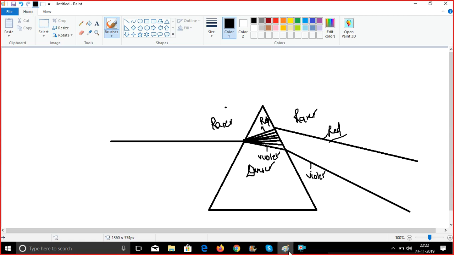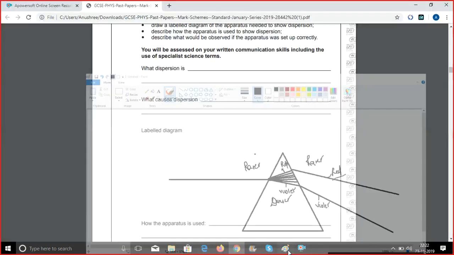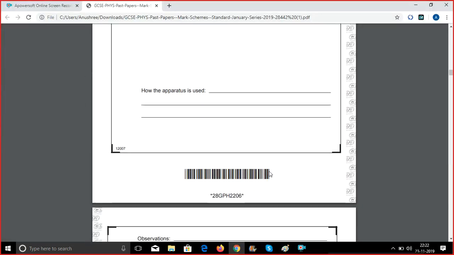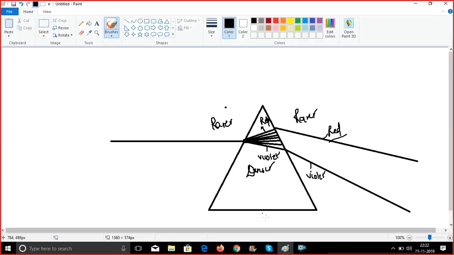Okay. So how is the apparatus used? You set up a ray box. You shine a thin white ray into the prism. What would happen if you used a ray box with a yellow light? Because it will not split, it only gets refracted.